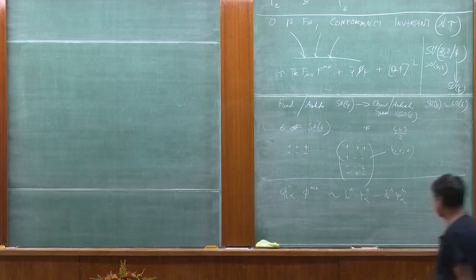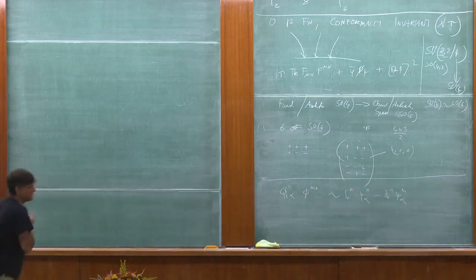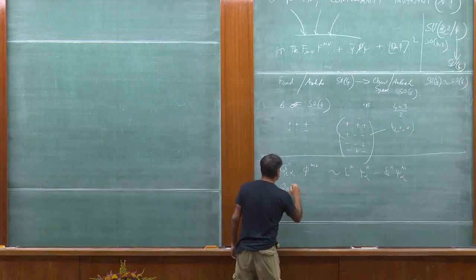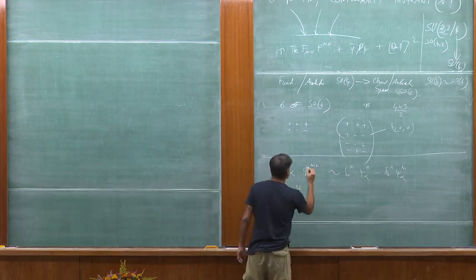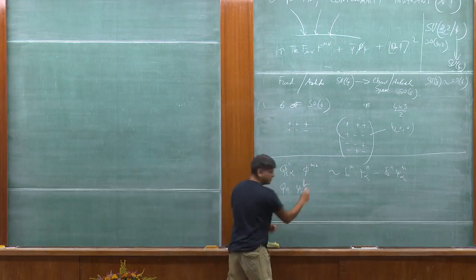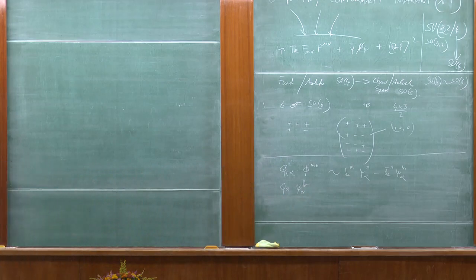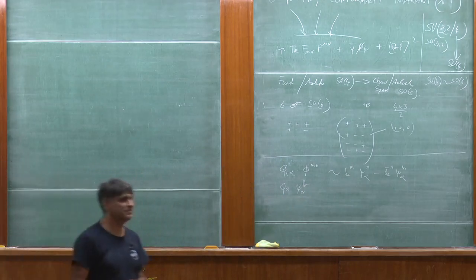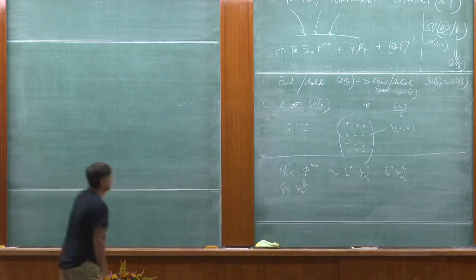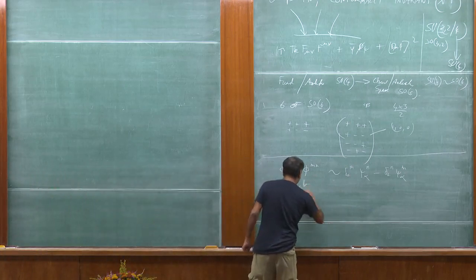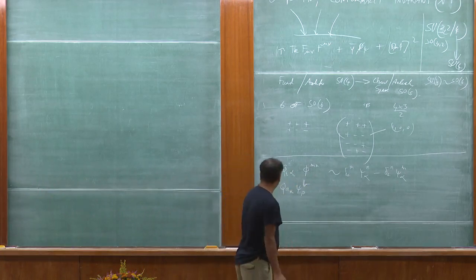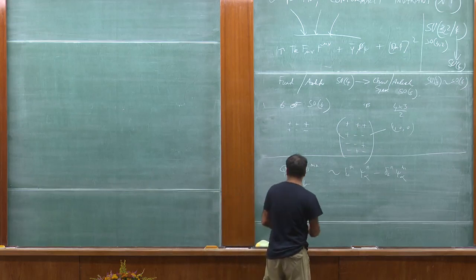Okay, let's do a few others. What about this guy? Any guesses for what it might be? First tell me, what should the dimension of the right hand side be? And I've messed up indices. Psi a, let's call this alpha, let's call this beta. Dimension is 2, correct? Because half plus 3/2 is 2.